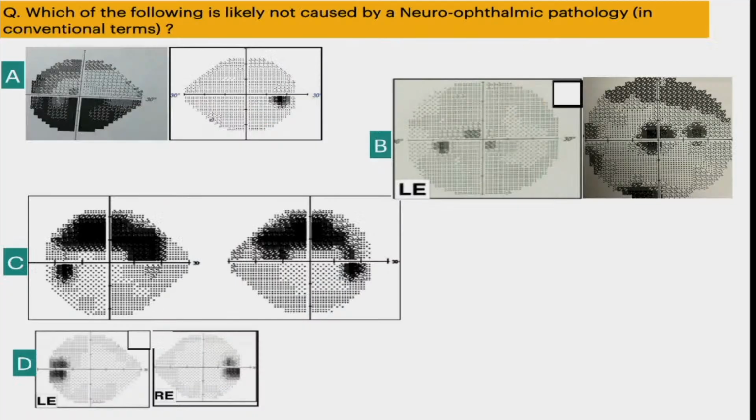Dr. Digvijay has beautifully illustrated. So let me just take you forward, and I present you 4 options. Which of the following is not caused by a conventional neuroophthalmic pathology? Just carefully observe. A, B, C, D. Yeah, so let's go stepwise. So A, what do we see? Left eye or right eye? The visual field defect. Left eye. Left eye, altitudinal field defect.